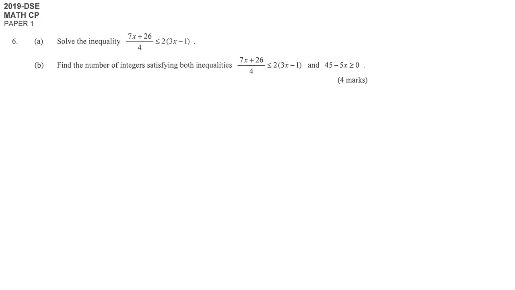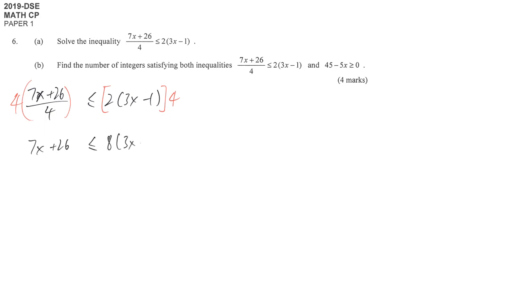These are typical inequality questions in part A: (7x + 26)/4 is smaller than or equal to 2 times (3x − 1). You may have a different order to solve the question, but for me, I hate fractions, so I will multiply both sides by 4. So that's why this is 7x + 26, and then this is 4 times (3x − 1).